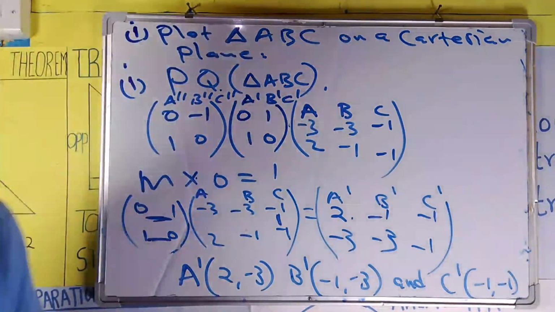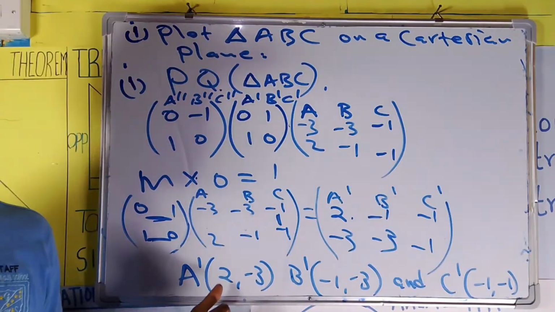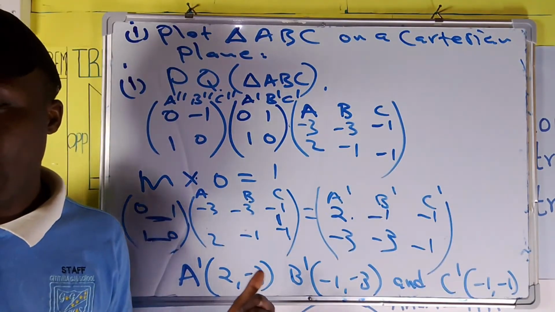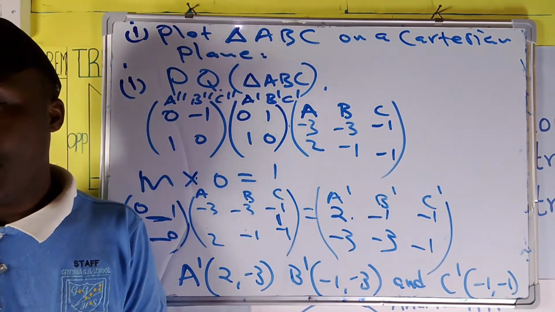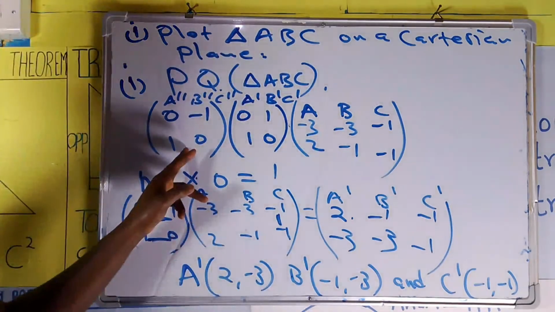So after getting the first image, now draw that on your Cartesian plane. After you are done drawing it on your Cartesian plane, you can now tell me when you are done, so that we can now go to the second one.